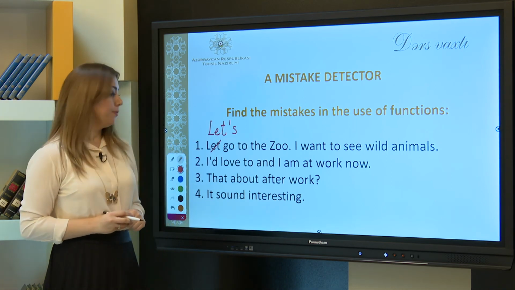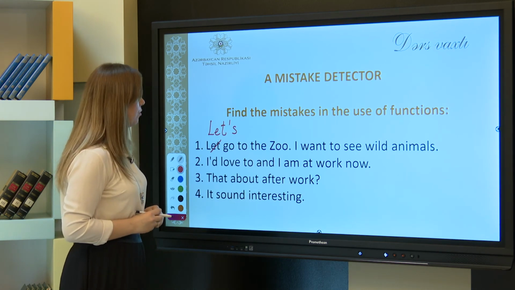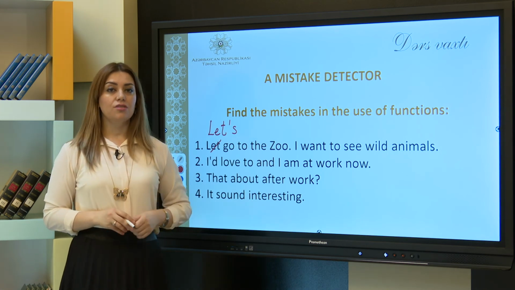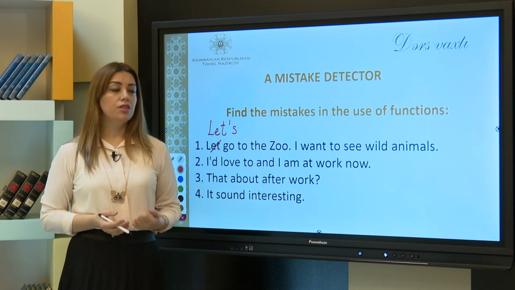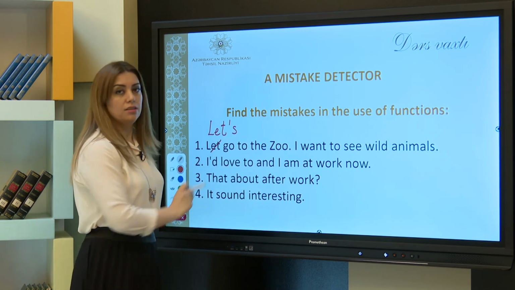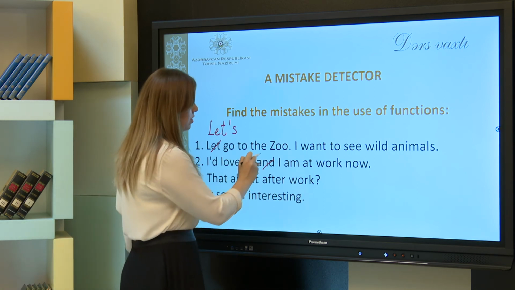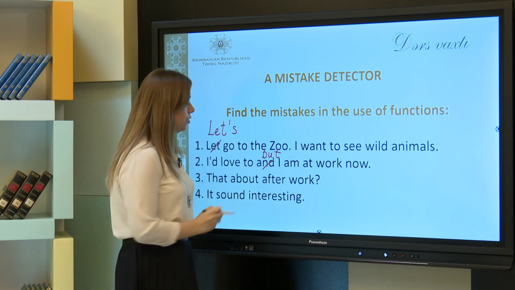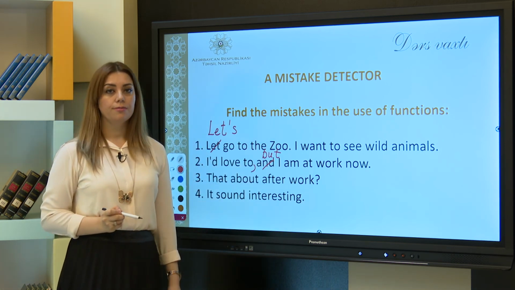The second one. I'd love to, and I am at work now. As we can see in this sentence, the person is trying to say no in a polite way. When we want to say no, we say I'd love to, but, not I'd love to and. So instead of and here, we will say but. I'd love to, comma, but I am at work now.